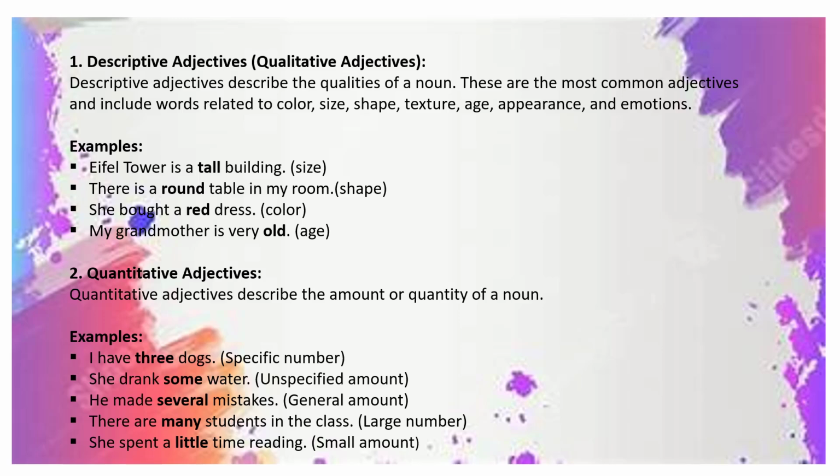The next one is quantitative adjectives. Quantitative adjectives basically describe the amount or quantity of a noun. For example, I have three dogs. Three is basically a specific number. She drank some water. Some is unspecified. He made several mistakes. Several is basically a general amount. There are many students in the class. Many shows a large amount. She spent a little time reading. Little means small.